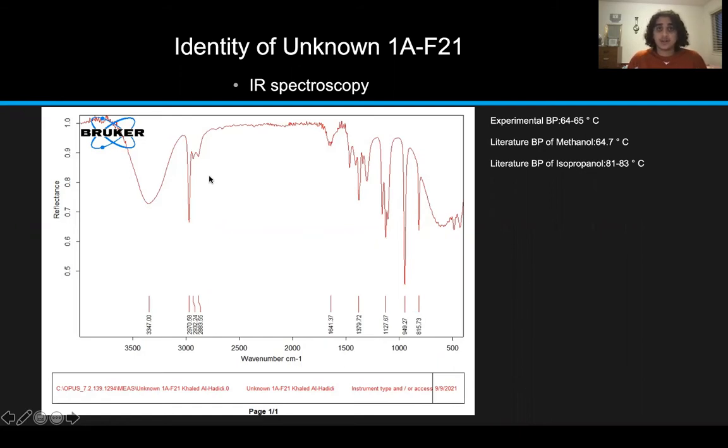And so the way that we're going to know which one of the two is going to be our compound is to look at the boiling point. During my distillation, the compound that I had, its boiling point was fluctuating between 64 and 65 degrees Celsius. Now, the boiling point of methanol is 64.7 degrees Celsius. On the other hand, the boiling point of isopropanol is 81 to 83 degrees Celsius. And therefore, from the information we got from the IR spectroscopy and the physical property of boiling point, we can conclude that our unknown is in fact methanol.